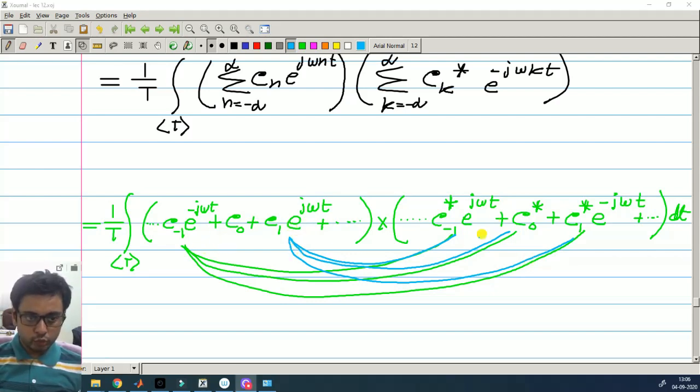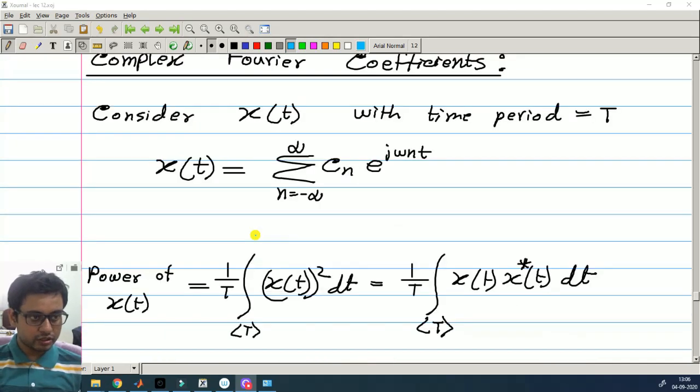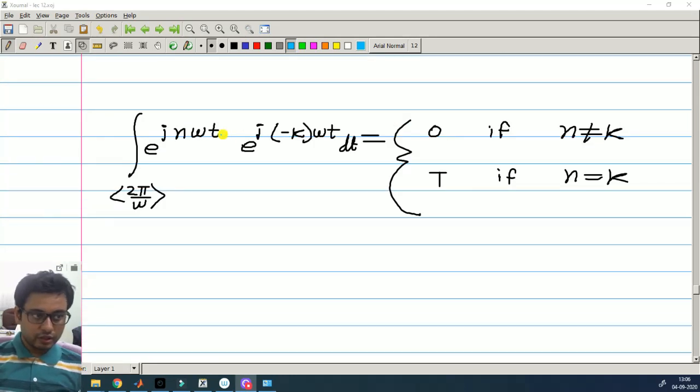Now, among so many possible pairs, after integration, most of them will give us 0. That is because when we multiply two exponentials and integrate over a cycle, unless these two coefficients n and k are cancelling each other, the result is 0. So only when this n and k they cancel, those terms will survive.